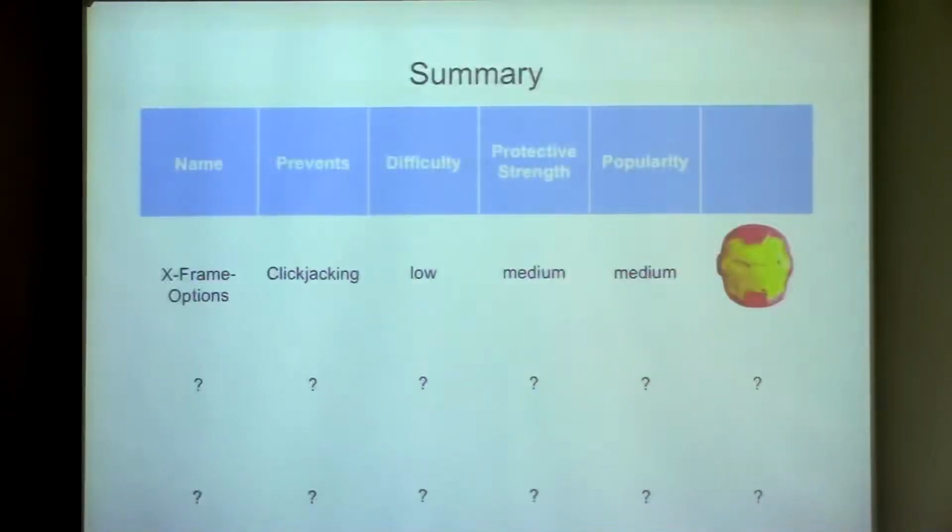So, this, in summary, I just like to use those little superhero icons because it hopefully makes it a little more memorable than just some text strings with the colors in the face. But we're going to call this Iron Man, right? He's a pretty tough dude, bad dude. On the scale of things, the difficulty in implementing this is low, but the protective strength, compared to some other things we're going to talk about, is medium.